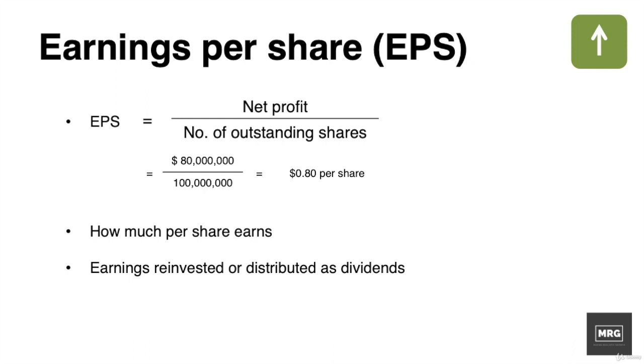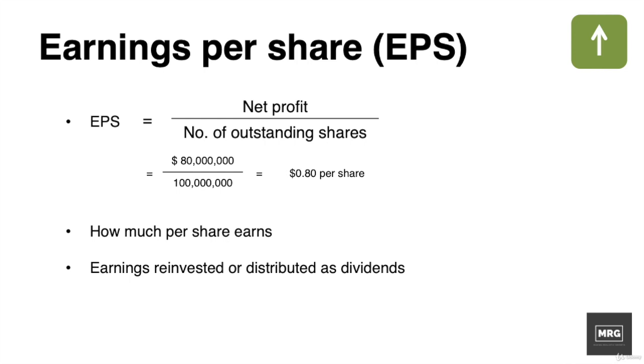Back to EPS. EPS shows how much each share earns. Assuming you own 1,000 shares or 1,000 stocks of company A, and the EPS is 80 cents per share, technically you take 80 cents multiplied by the 1,000 units of stock or shares you have, and you get $800.